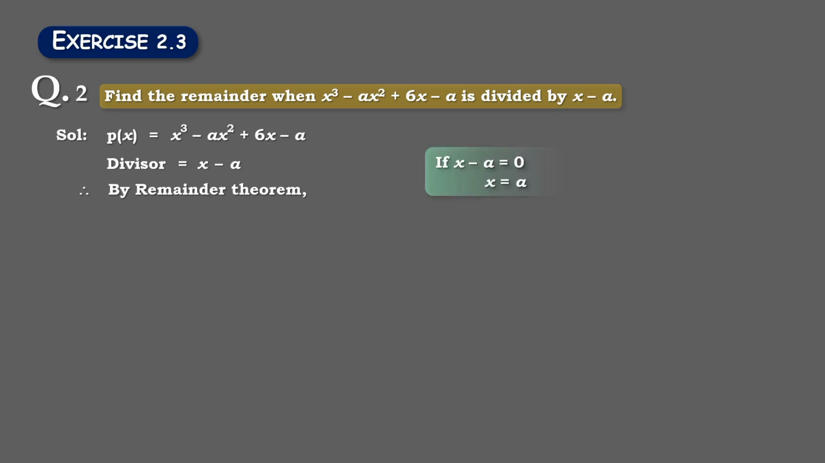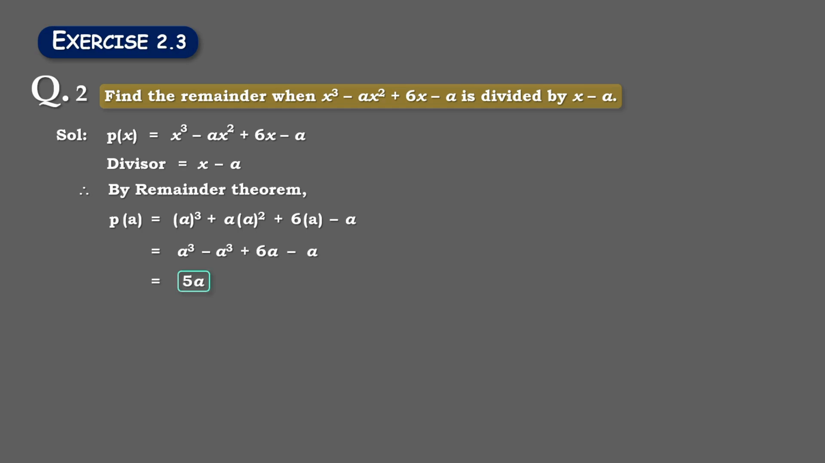So, set x minus a equal to 0. This gives x equals a. Now substitute x equals a in p of x. So, p of a equals a cube minus a times a square plus 6 times a minus a. That is, a cube minus a cube plus 6a minus a. The terms a cube and minus a cube cancel each other. So we are left with 5a. Therefore, the remainder is 5a.